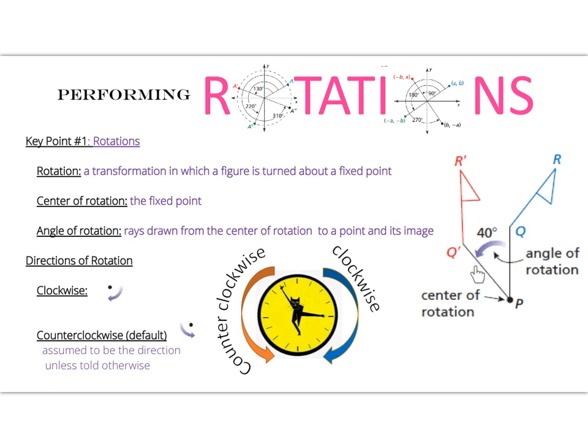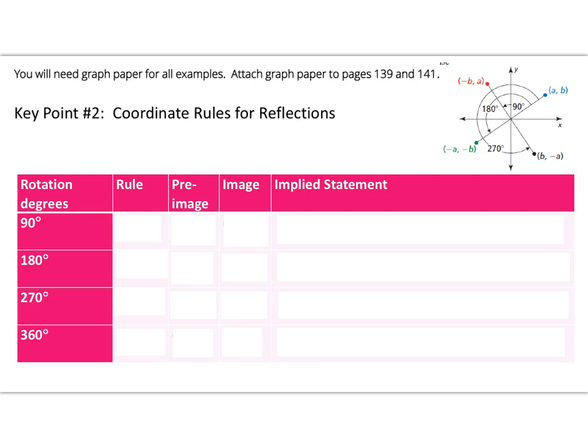So when I rotate about this fixed point, the center of rotation, I can draw a ray from the point of rotation, and that's acting as the angle of rotation. We also have to assume that we're talking about counterclockwise, it's our default, unless told otherwise. All right, let's get familiar with key point number two, the coordinate rules for rotations. So we've got some rotation counterclockwise.